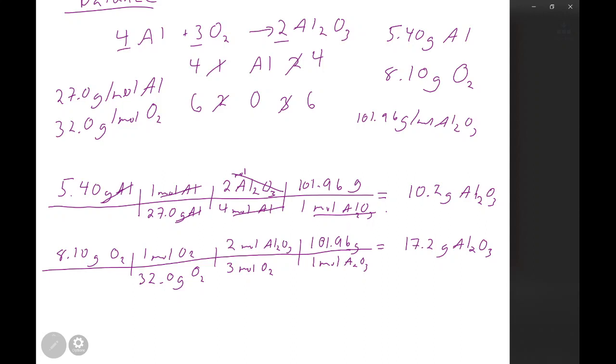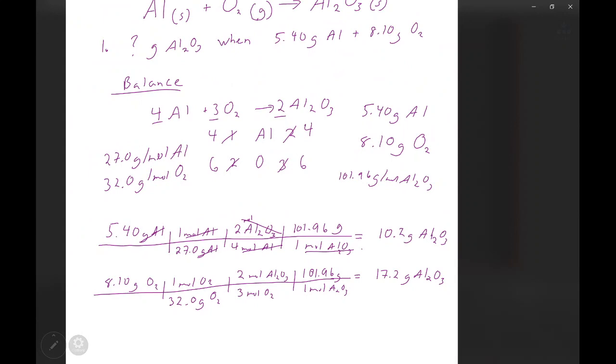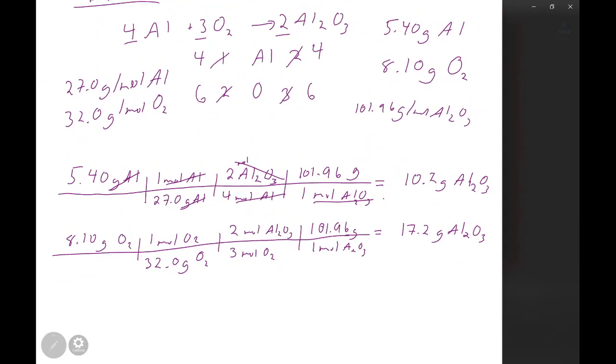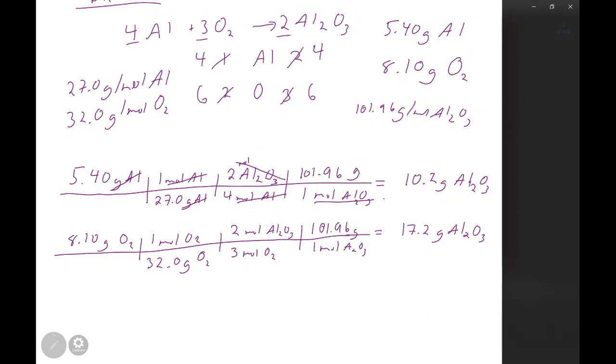So now, instead of having to recalculate anything, I actually have my answer here. Remember the question was asking me how many grams of aluminum oxide would I produce. Whichever produces the smaller amount of the product is going to be our limiting reagent. So it turns out here that the aluminum produces less, and therefore it's our limiting reagent.